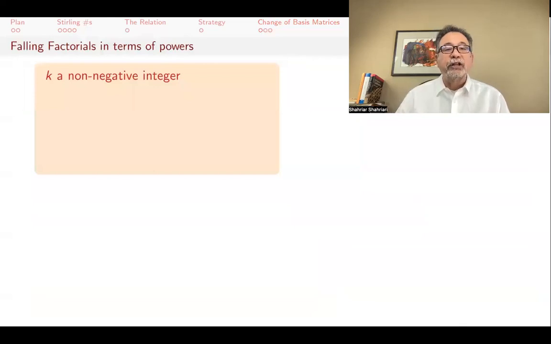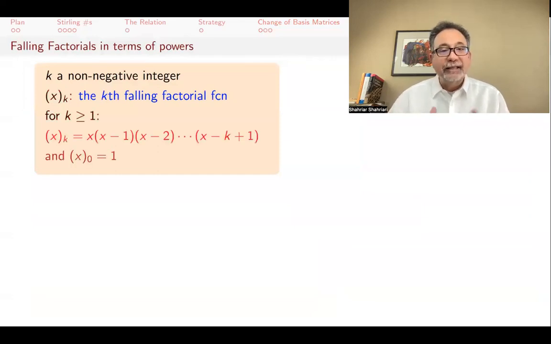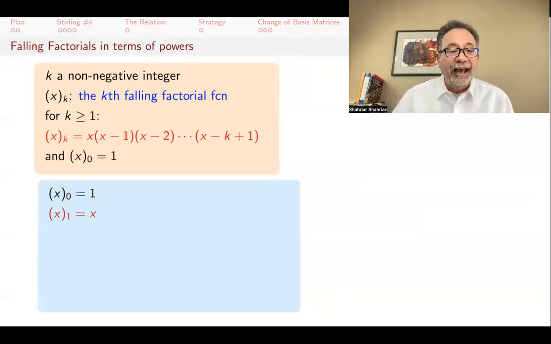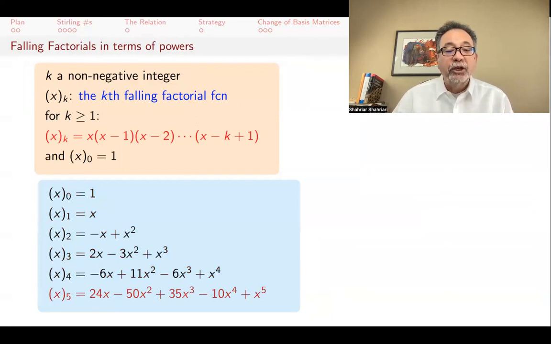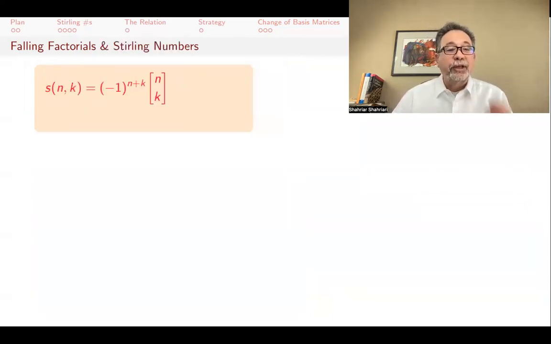So first, about the falling factorials, now in terms of powers. So the falling factorial function is defined, as I said, x times x minus 1 times x minus 2 all the way till x minus k plus 1, and the 0th one is defined to be 1. And if you multiply these out, you will see that the coefficients are the signed Stirling numbers of the first kind. That's actually surprising and not clear at all why that is. It needs a proof that that's the case. So let me just say that as a theorem.